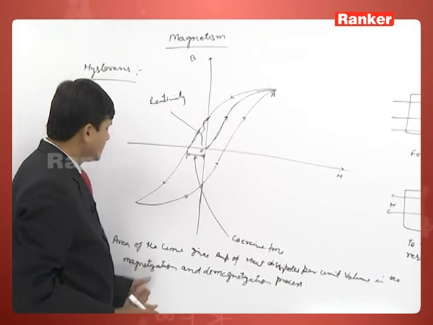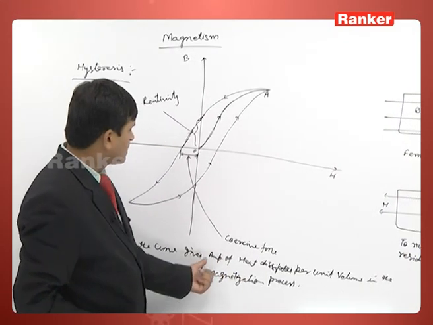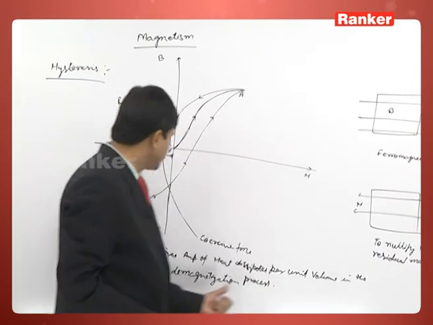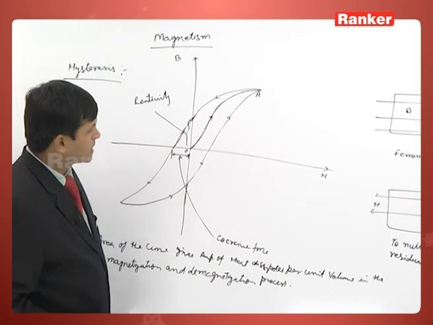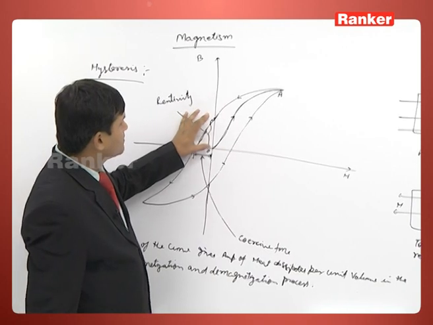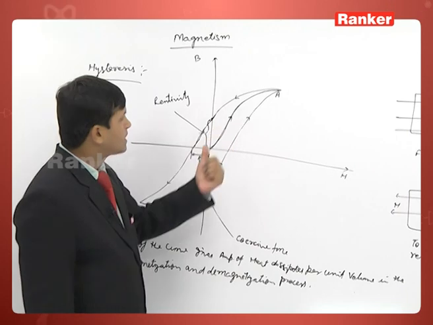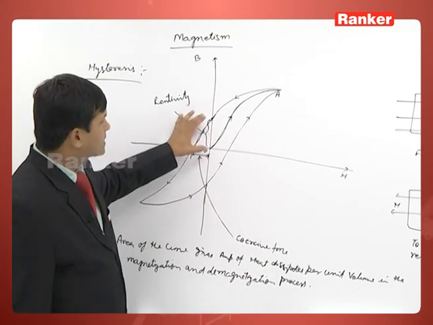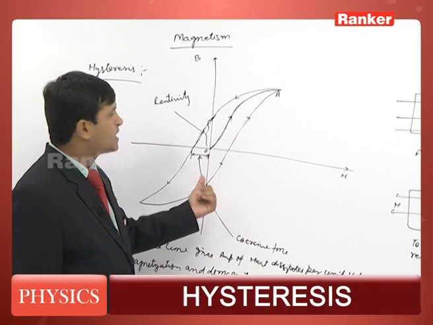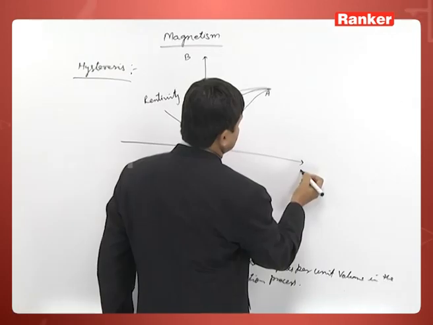So the area of the curve gives the amount of heat dissipated per unit volume in the magnetization and demagnetization process. If there is more retentivity, it means more residual magnetism is there. So those materials which show more retentivity or more coercive force are used to make permanent magnets. So we can write certain points.